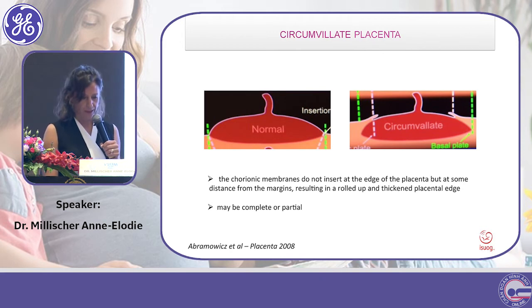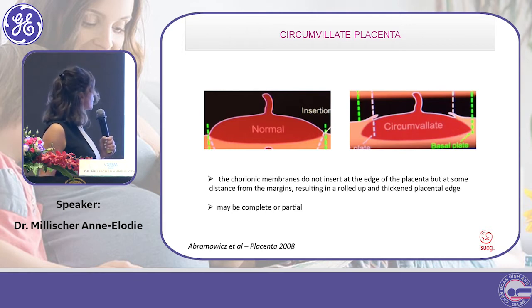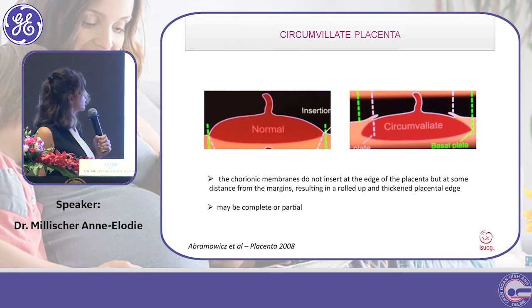Mình đến một cái hình dạng khác của bánh nhau mà mình gọi nó là cái circumvallate placenta, có nghĩa là cái nhau này nó là nhau ngoài màng đệm. Cái circum ở đây là cái chu vi, còn cái vallate ở đây nghĩa là cái gờ lên, nghĩa là cái chu vi của bánh nhau nó có một cái gờ lên.